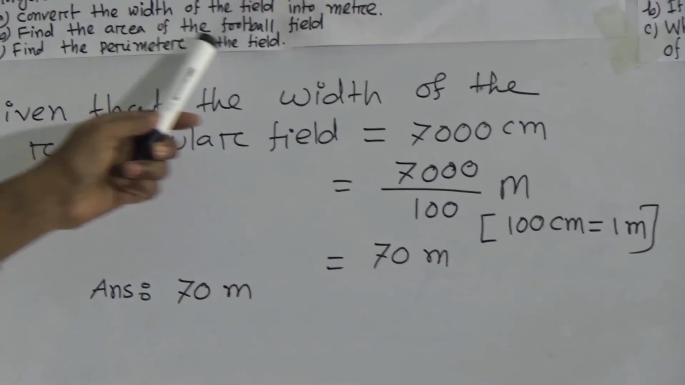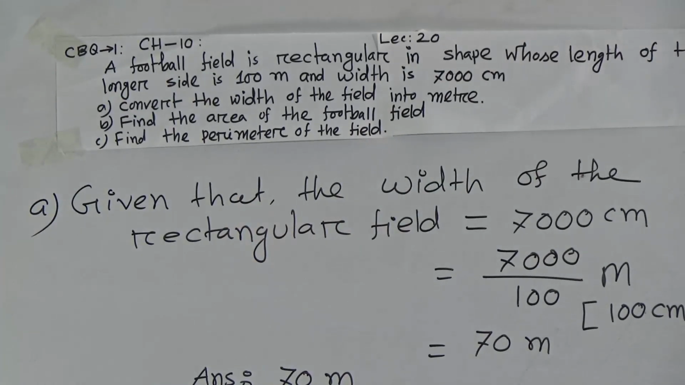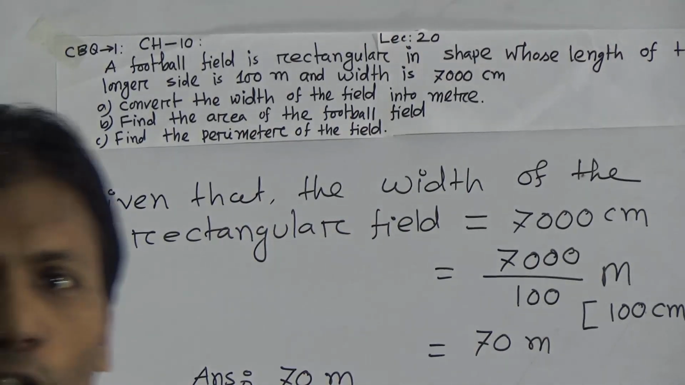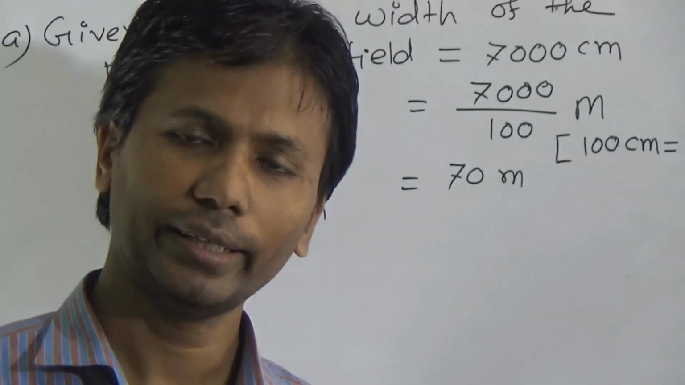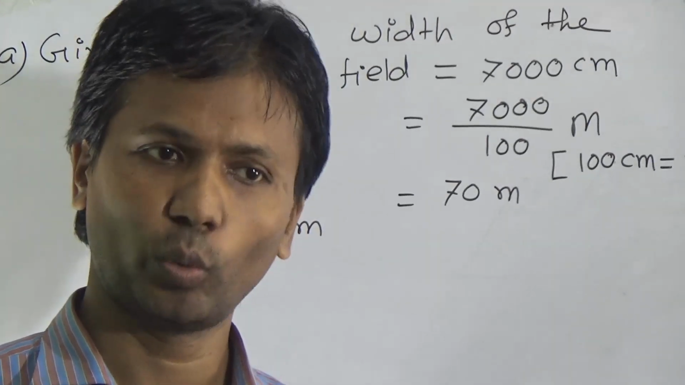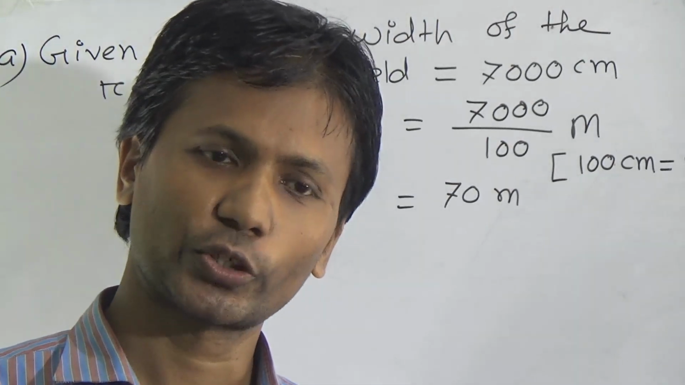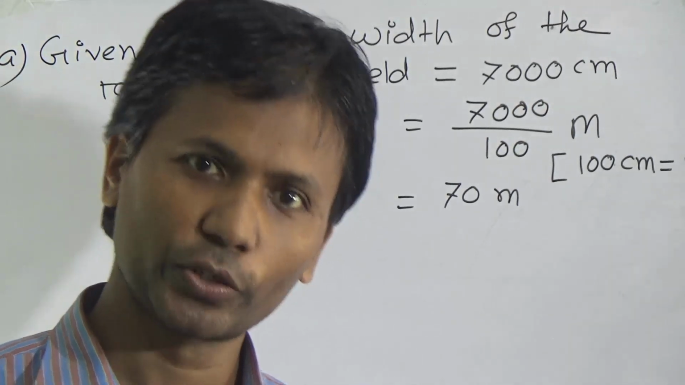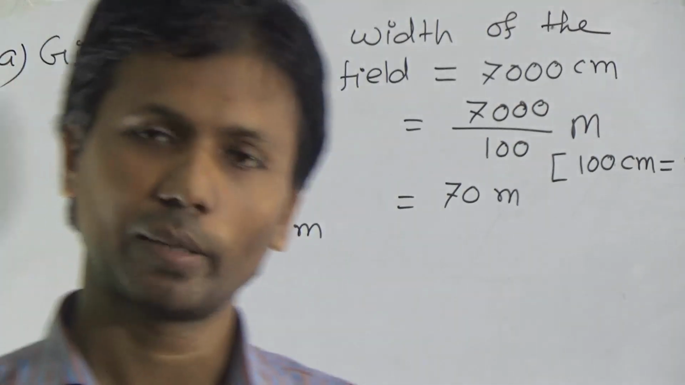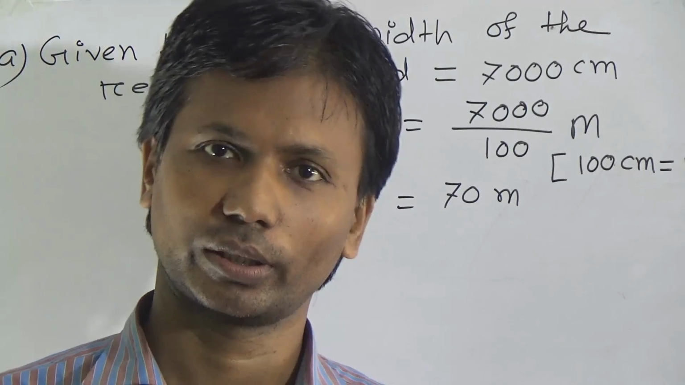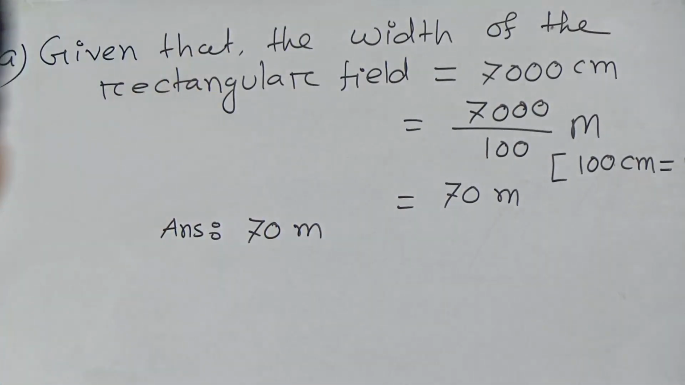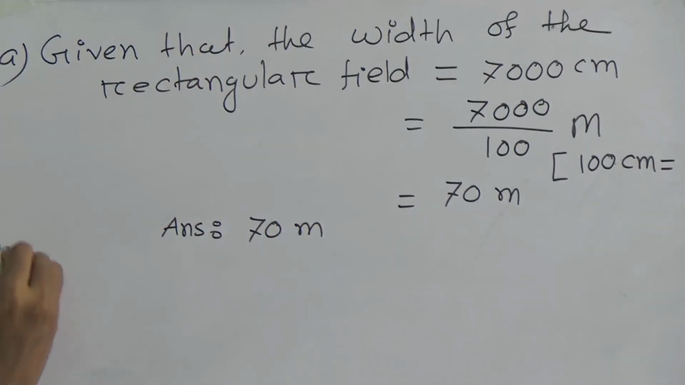Now you see the B number question. Find the area of the football field. We know area of the rectangular land is length into breadth. And what is the unit? Unit is square unit. Unit means what? Suppose meter, centimeter, foot, like this way. Therefore, B number question right here.